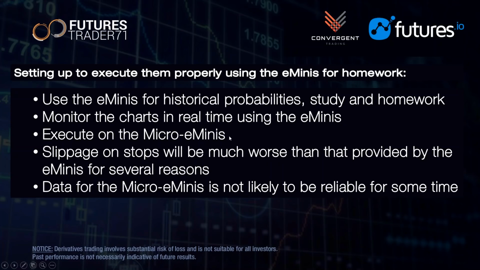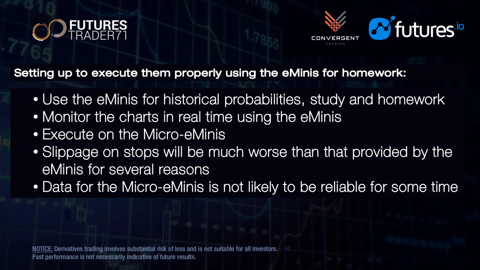So the next thing, setting up to execute them properly, using E-minis for homework. I would not look at the micros for historical data. There will be none. I will not change my charts to have micros. If I'm trading micros, I'm going to watch the minis. My homework's going to be on the minis. My volume profile is going to be the minis, and so on and so forth. Historical volatility to estimate the range, close to close, and so on will all be minis. So use the E-minis for historical probability study and homework.